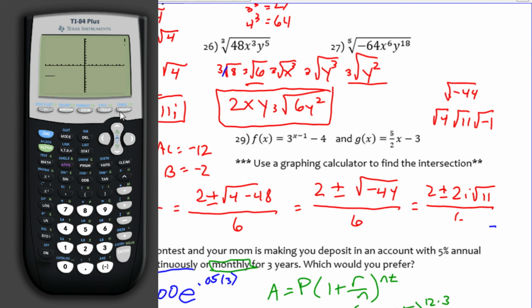Okay, and I can see there's my function. That's 3 to the x minus 1 minus 4, and it's going to jump up. That looks like an exponential. That's good. That's what we're looking for.